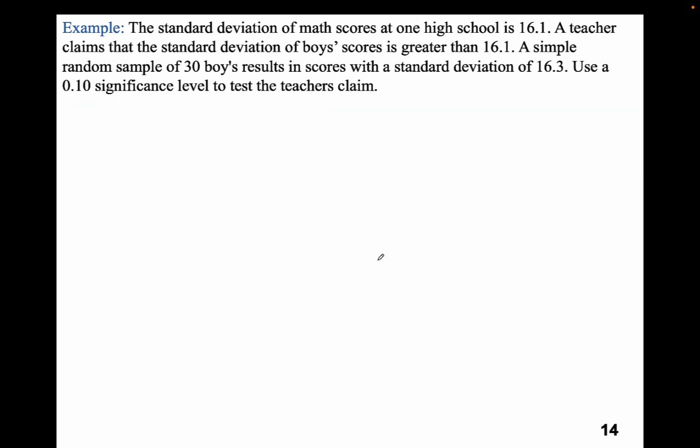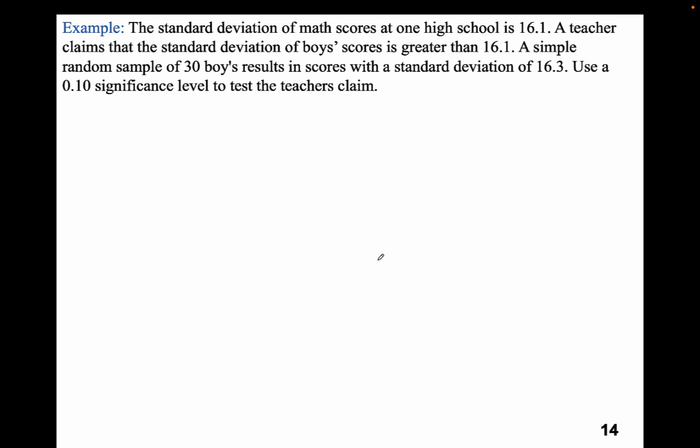All right, one more. The standard deviation of math scores at one high school is 16.1. A teacher claims that the standard deviation of boys' scores is greater than 16.1. A simple random sample of 30 boys results in scores with a standard deviation of 16.3. Use a 0.1 significance level to test the teacher's claim.